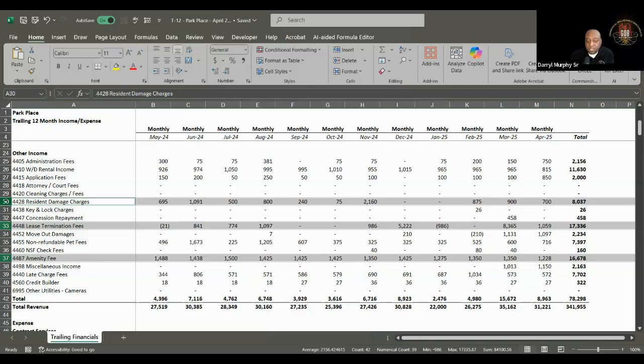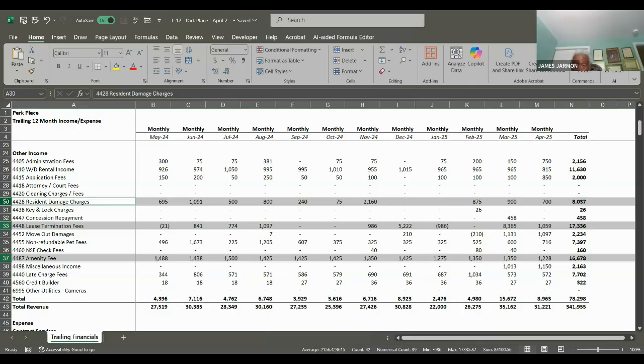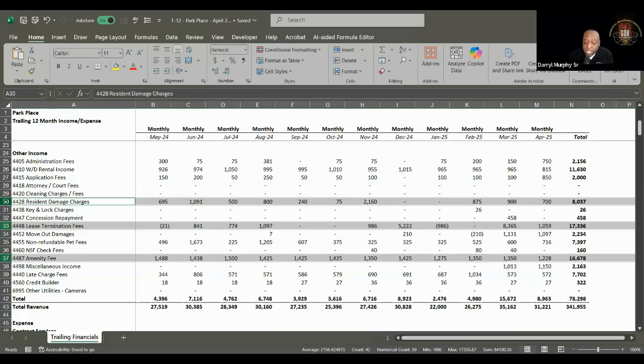There it is. That damage charge, those resident damage charges, I guarantee you that it's in relation to the lease termination fee. Oh yeah. People were angry. Now, I'm not saying 100%, but I could just about guarantee that those damages to that apartment are in relation to that lease termination fee. They were angry and they did damage to that apartment.